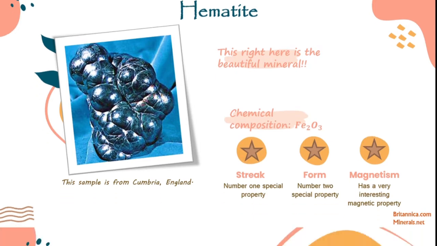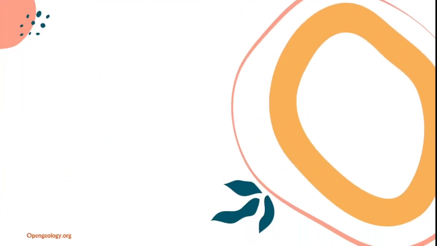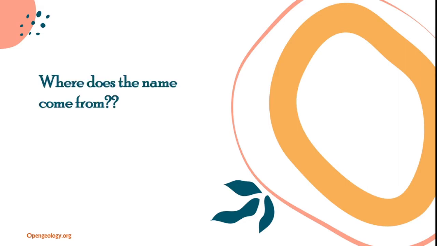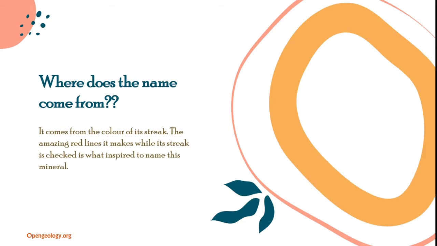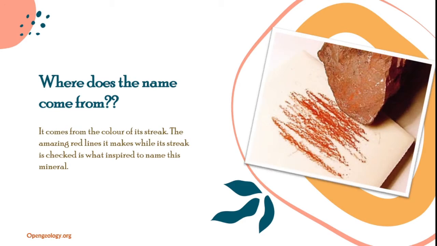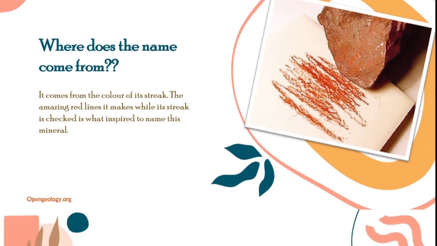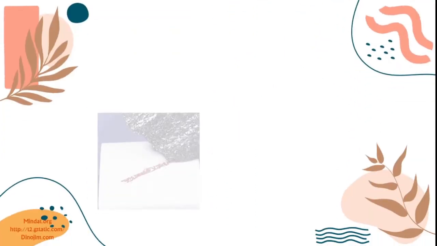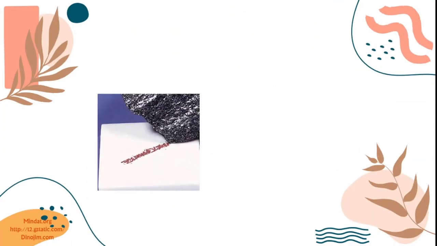But why is it named hematite? Why not something like grapes or silver bubbles? Where does this name even come from? Well, this name comes from the red lines it makes when rubbed across a streak plate. The streak is one distinguishing physical property of hematite which separates it from the other ores of iron.